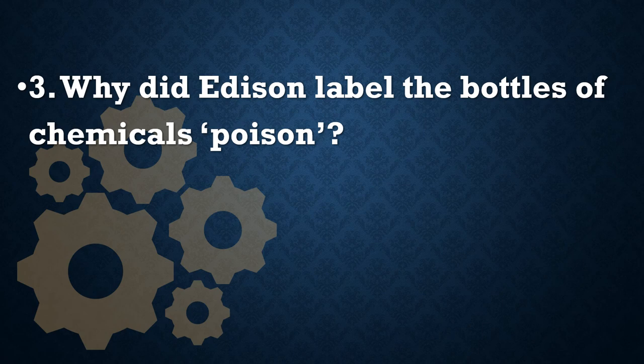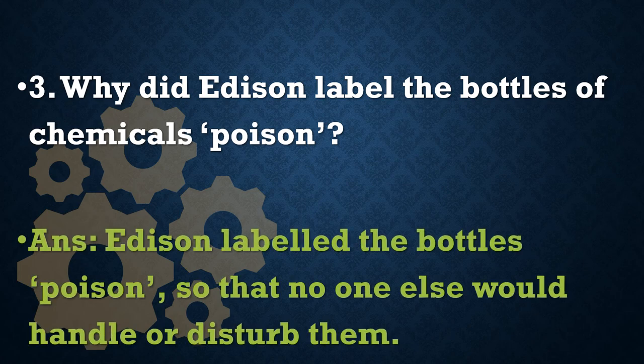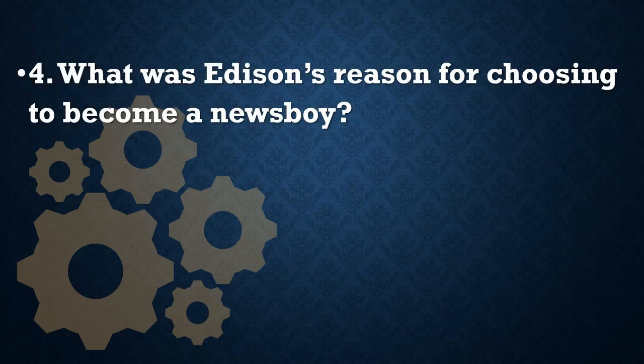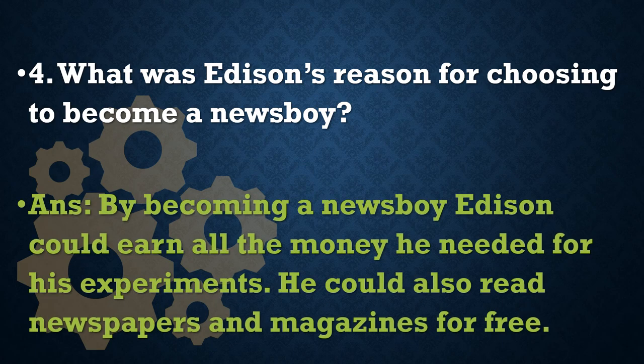Question number 3 is, why did Edison label the bottles of chemicals poison? The answer for this one is, Edison labeled the bottles poison so that no one else would handle or disturb them. Number 4 is, what was Edison's reason for choosing to become a newsboy? Answer is, by becoming a newsboy, Edison could earn all the money he needed for his experiments. He could also read newspapers and magazines for free.